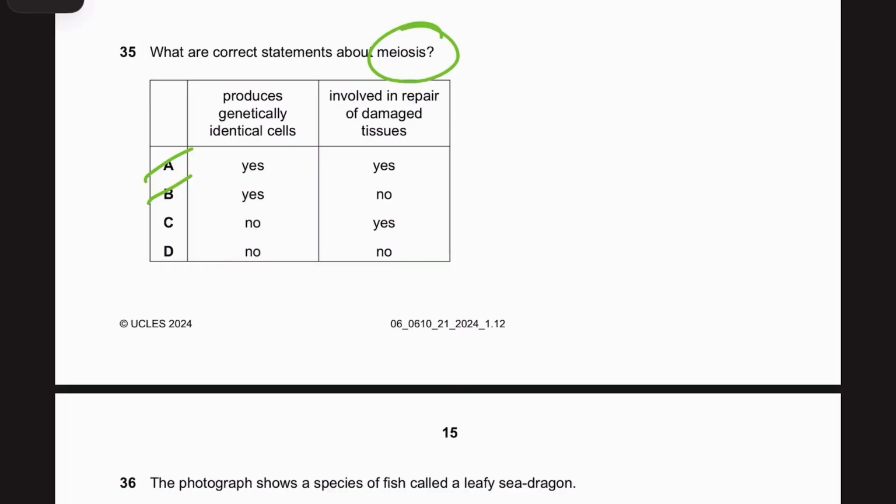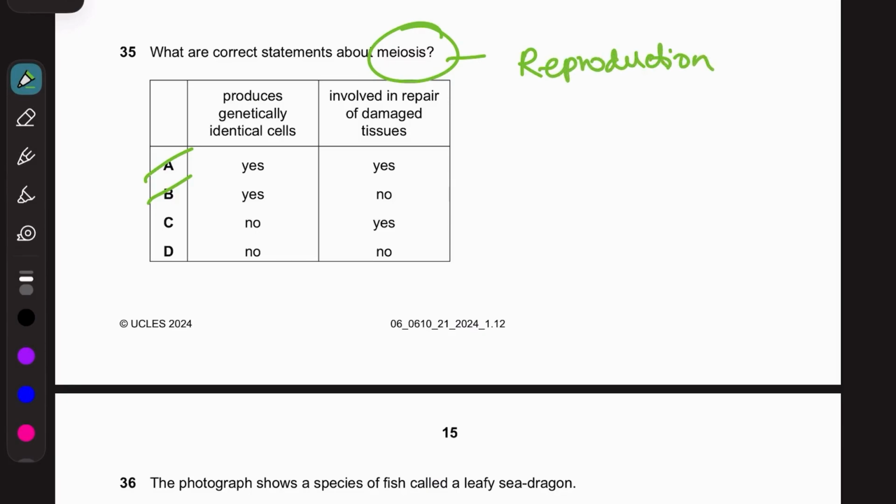And then here it says, is meiosis involved in repair of damaged tissues? No, it's not. It really is only for what? What is the purpose of meiosis? One word. What is it for? It's for reproduction. Sexual reproduction. Get it? So therefore it's not this, it's not yes. And therefore the answer is D.